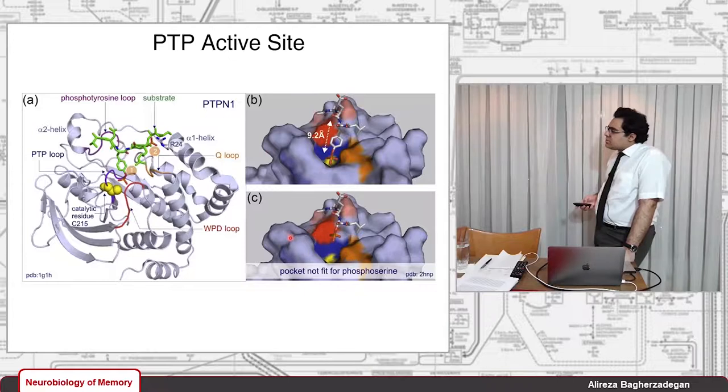And this is one of the reasons, actually the main reason, that PTP, or protein tyrosine phosphatase, is specifically designed for dephosphorylating phosphotyrosine. So only phosphotyrosine can actually reach this catalytic domain within this depth. And the catalytic cleft is too deep for phosphoserine or threonine to contact the catalytic residue, the cysteine.